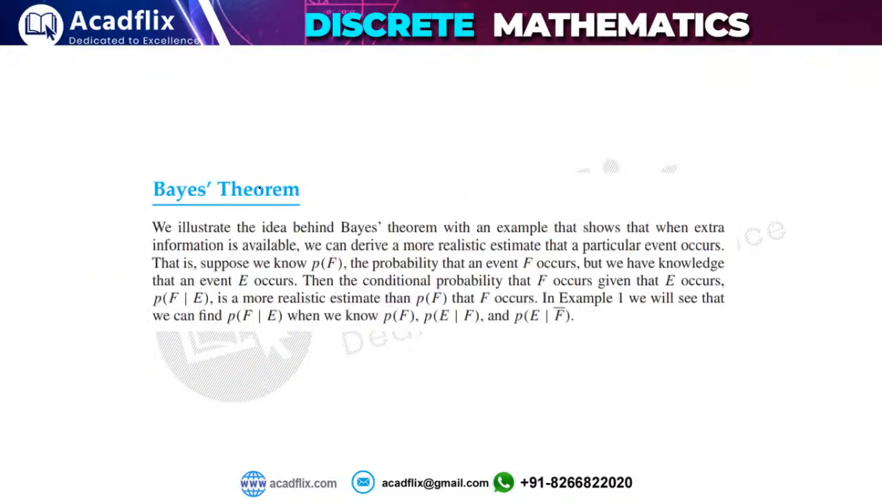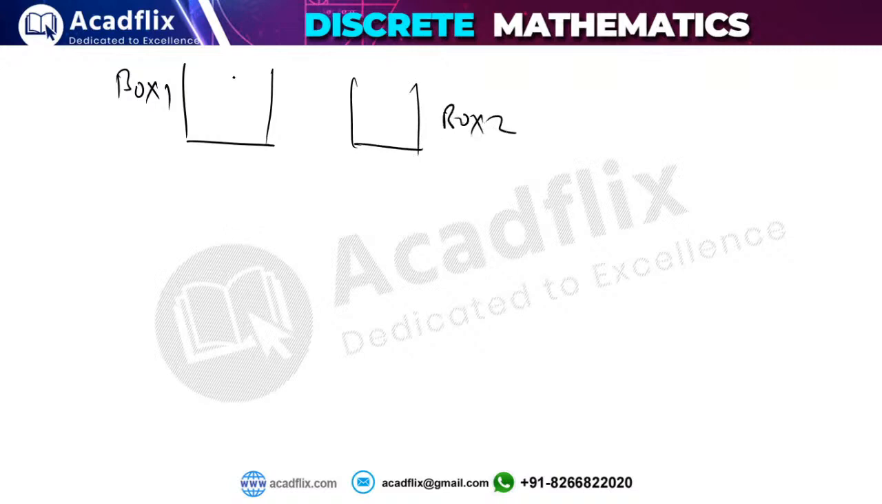Now the next topic we will see is the Bayes theorem. What is this Bayes theorem? Okay, so the Bayes theorem is like this. Let me ask you a question and then we will solve. So the question is this. Let's assume you have a box. This is your box 1 and this is your box 2. In this box, let's assume you have 2 red ball and 3 green ball. In this box 2 you have, let's assume 3 red ball and 4 green ball. So this is the situation.